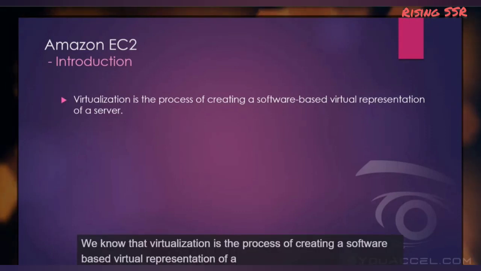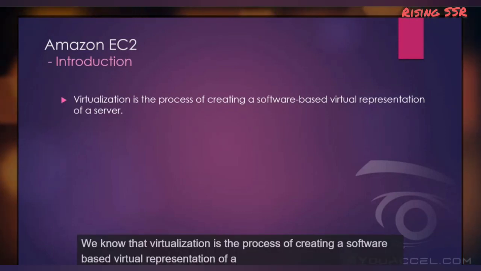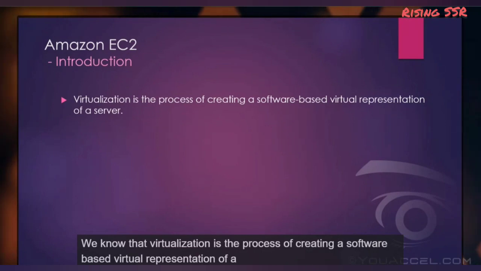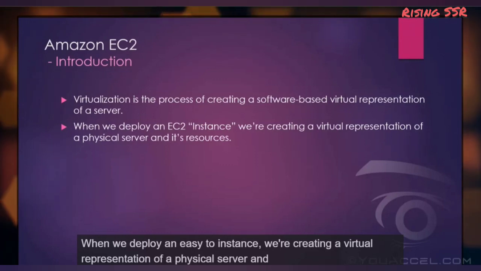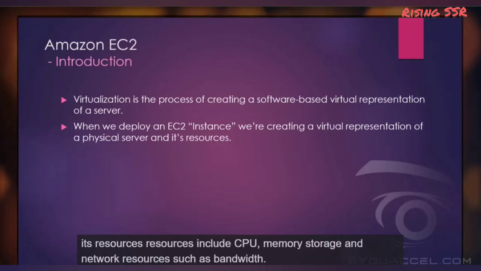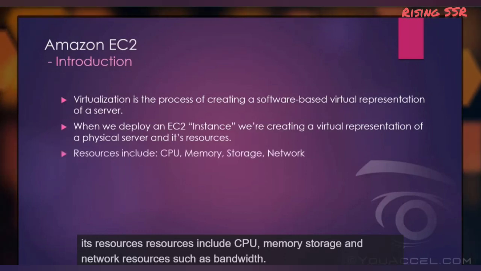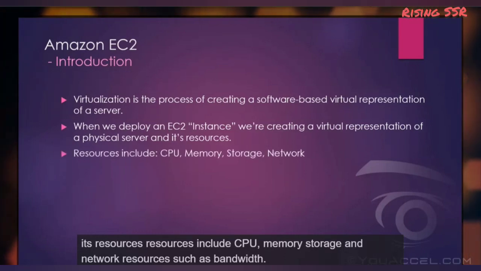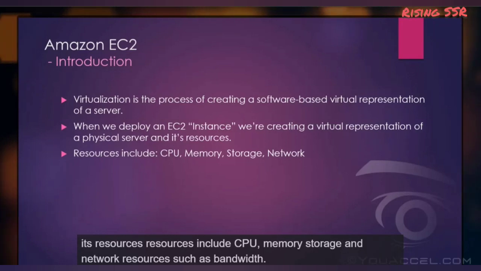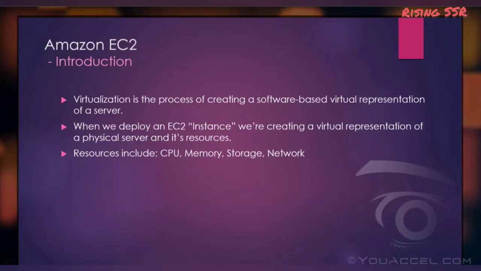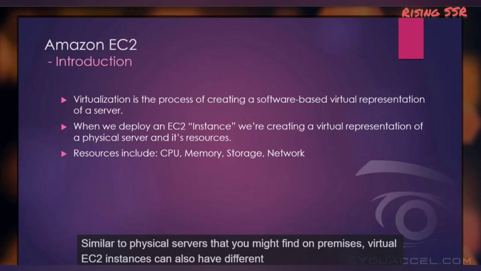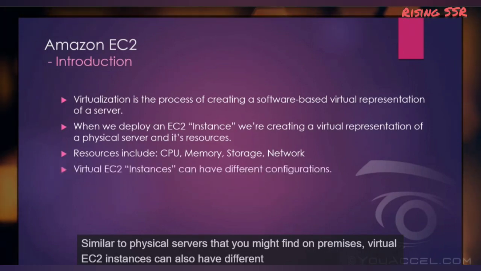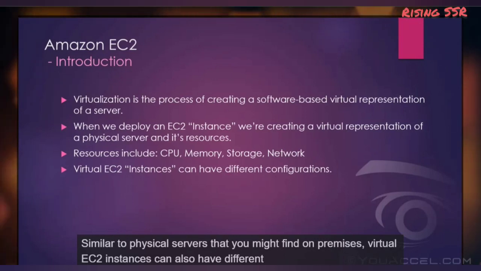We know that virtualization is the process of creating a software-based virtual representation of a server. When we deploy an EC2 instance, we're creating a virtual representation of a physical server and its resources. Resources include CPU, memory, storage, and network resources such as bandwidth. Similar to physical servers that you might find on-premises, virtual EC2 instances can also have different configurations.